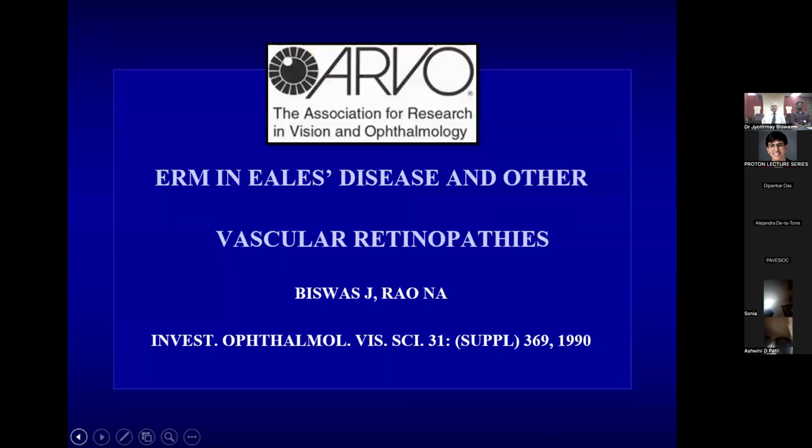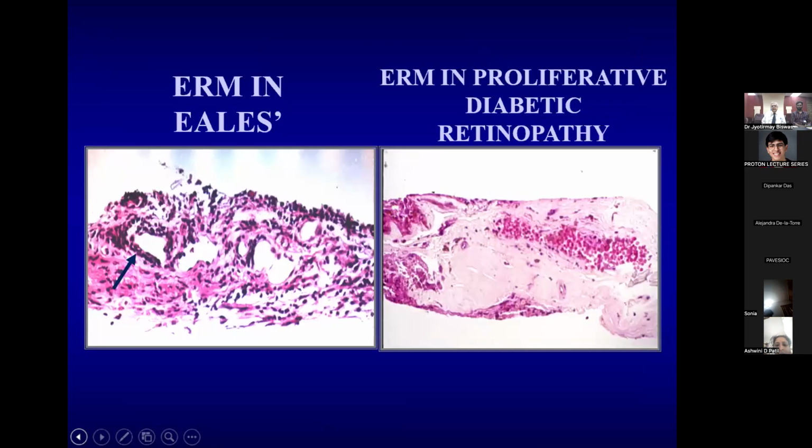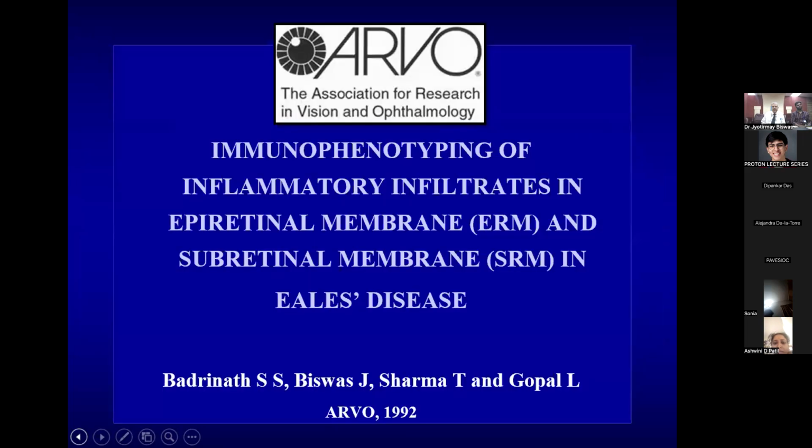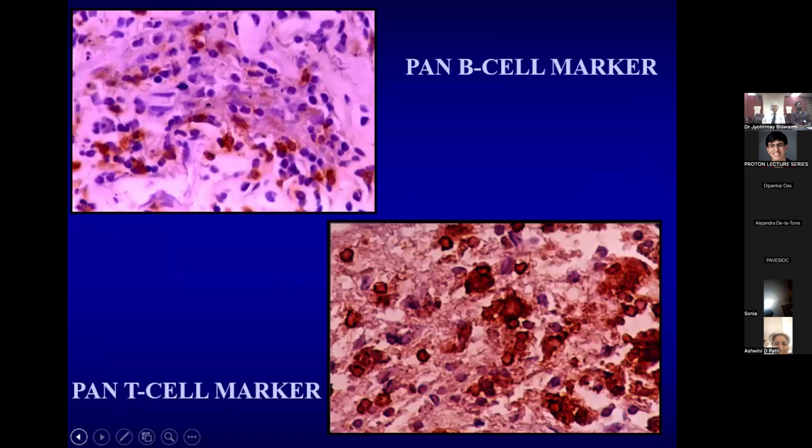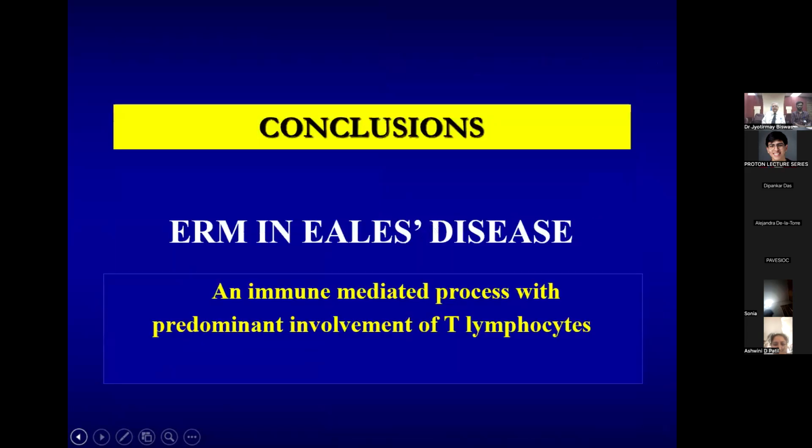We studied the epiretinal membrane in Eales disease and other vascular retinopathies. In comparison to diabetic retinopathy, we found that retinal blood vessels are surrounded by lymphocytic infiltration. We did the immunophenotyping of such lymphocytic infiltrate in the epiretinal membrane and subretinal membrane in Eales disease. We found they are predominantly T cells, as shown in the picture below, and a few B cells were seen. For the epiretinal membrane, we concluded an immune-mediated process with predominant involvement of T lymphocytes.